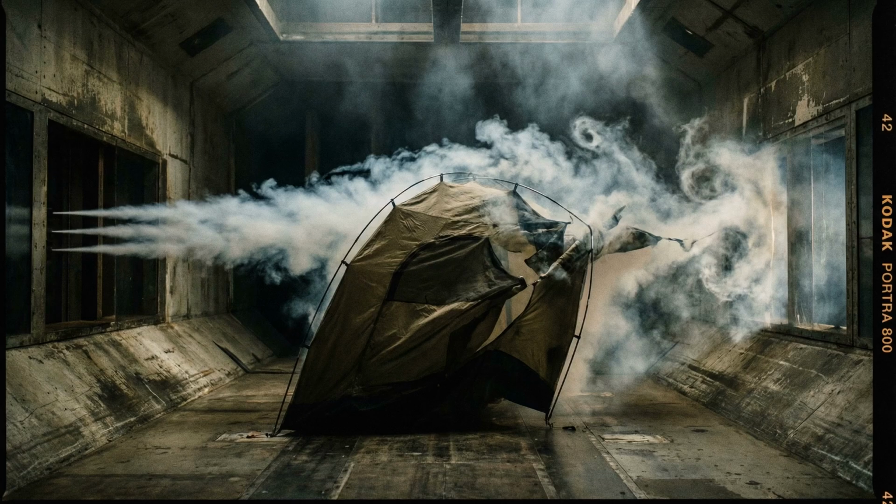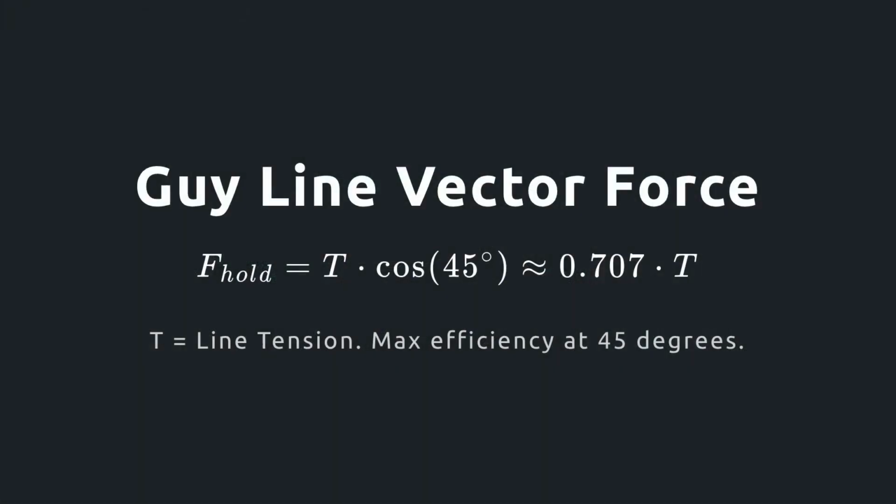As wind speed accelerates over the curved surface of a dome, Bernoulli's principle creates a low-pressure zone above the tent. Without stakes, even a heavy expedition tent becomes a tumbleweed. Guy lines aren't optional extras. They transfer horizontal wind shear into vertical compression on the poles.